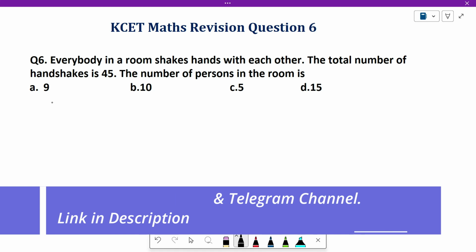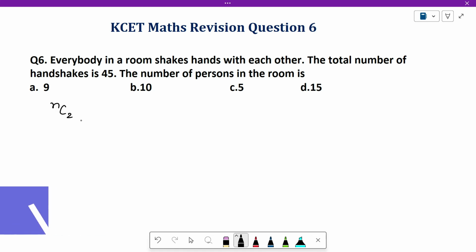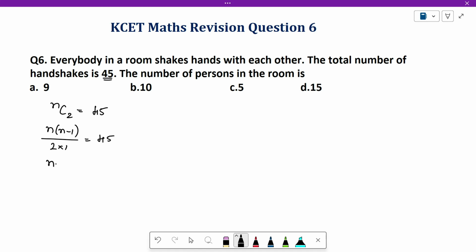If you are using the combination formula, then for the number of handshakes, we have to use the formula nC2. nC2 is 45. So what is nC2? It is choosing two numbers from n, which is n into n minus 1 divided by 2 factorial, which is 2 into 1. n into n minus 1 by 2 is 45. So n into n minus 1 is, this 2 comes to the right hand side, 45 into 2 is 90.